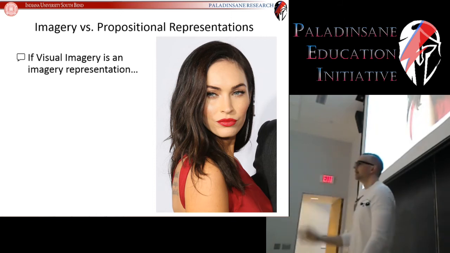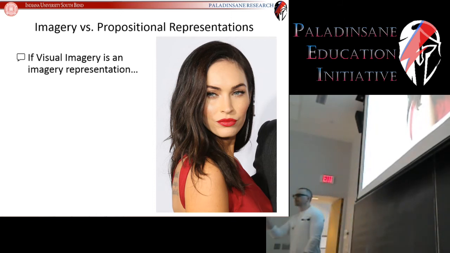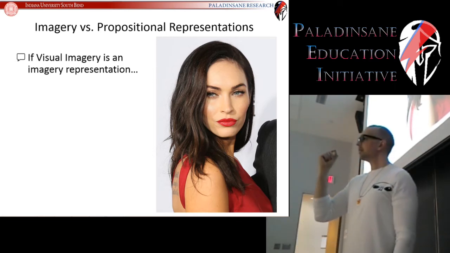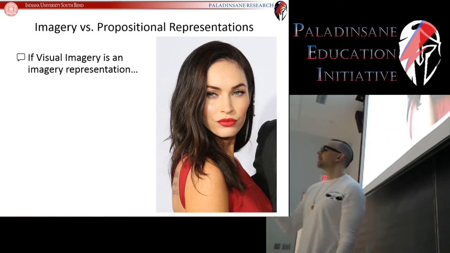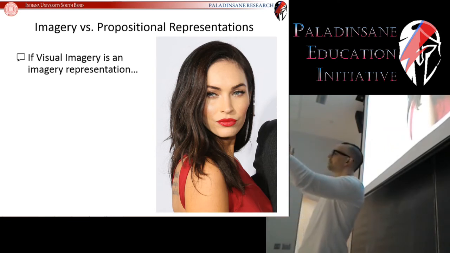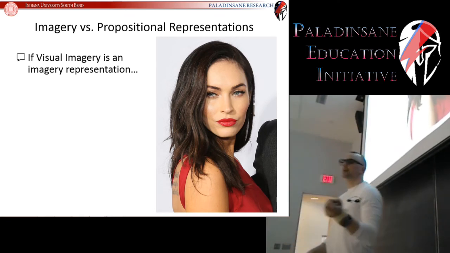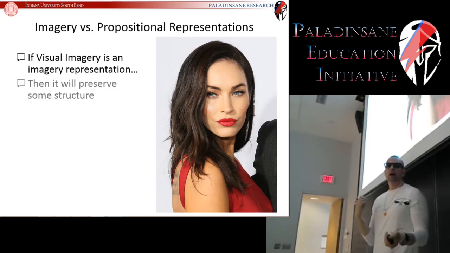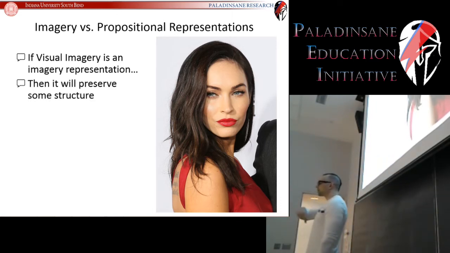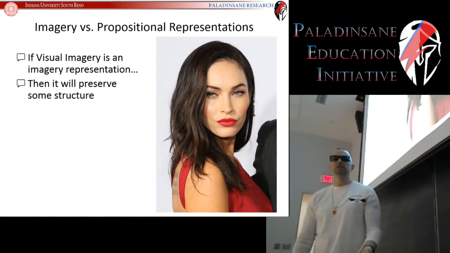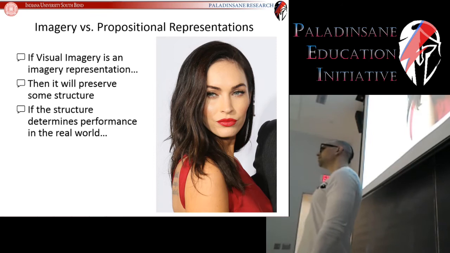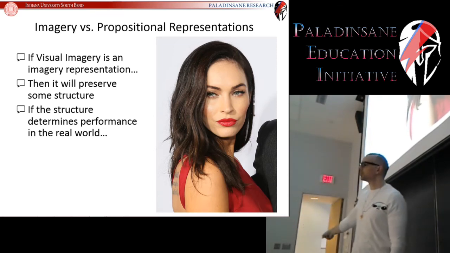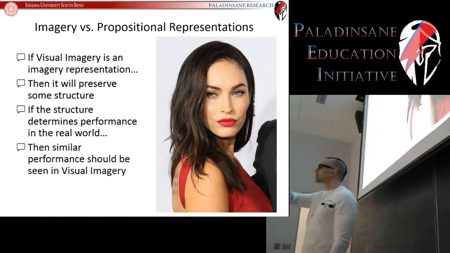Well, the argument goes that if imagery, and we're going to stick to the visual aspect of this, but this works for all imagery representations, so if visual imagery is actually underlined by an imagery representation, if the polar bear we see in our mind is actually the representation that we're using to do thinking about polar bears, then it's going to preserve some structure. That representation will preserve some structure that an actual polar bear has. And if structure in the real world determines performance in the real world, which it does, then that structure should similarly determine performance in our mental world.